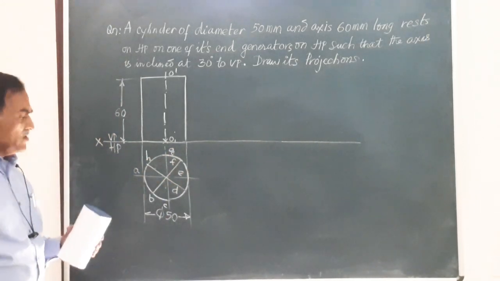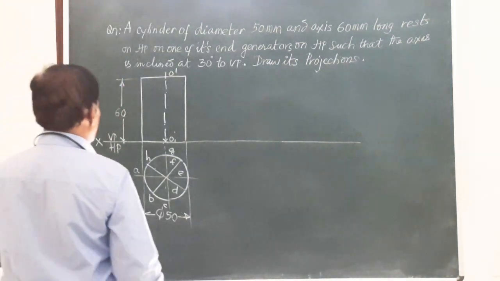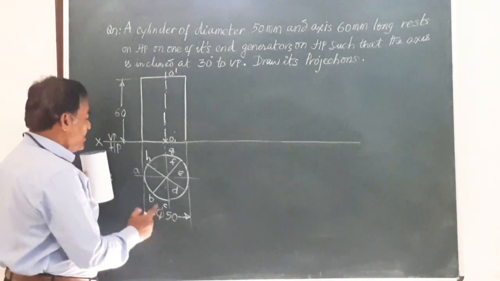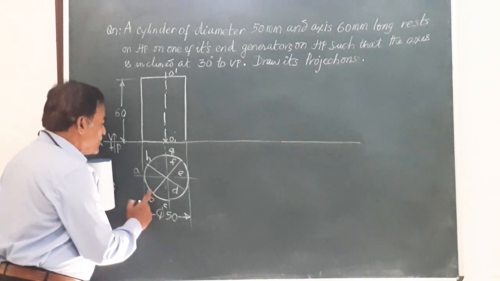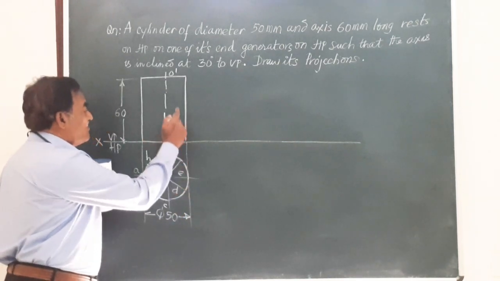Remember friends, while dividing this circle into a number of equal parts, we have to make use of proper instruments and see that if the construction is correct, the vertical drawn through this point B, the generator, should pass through H. Likewise, the one drawn through D should pass through F and so on.